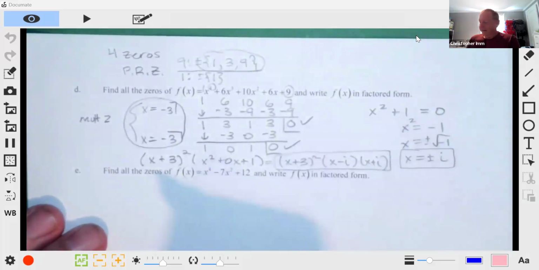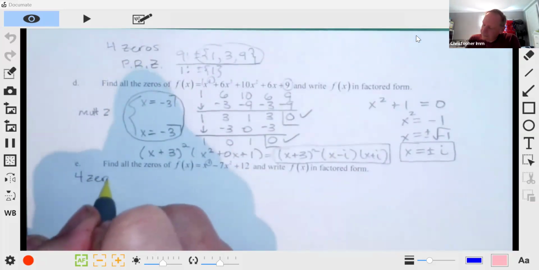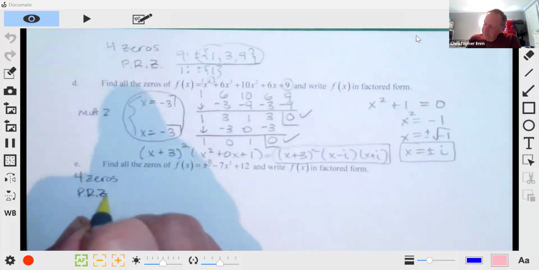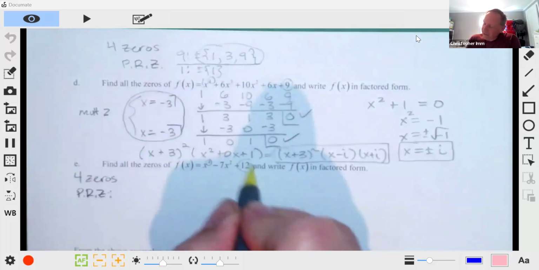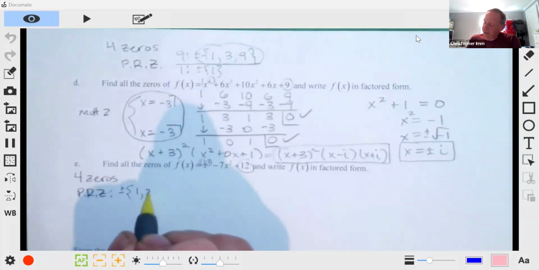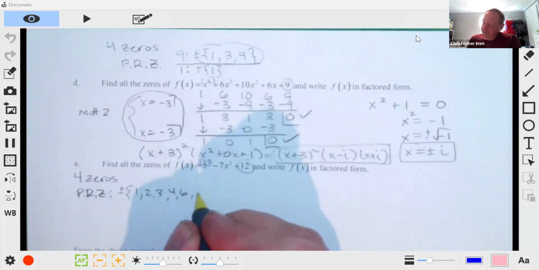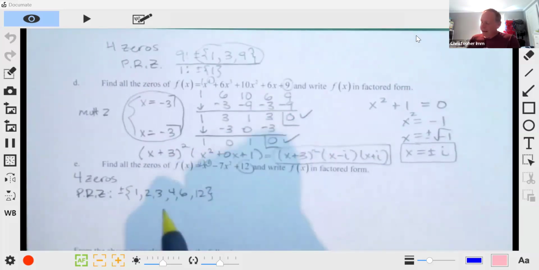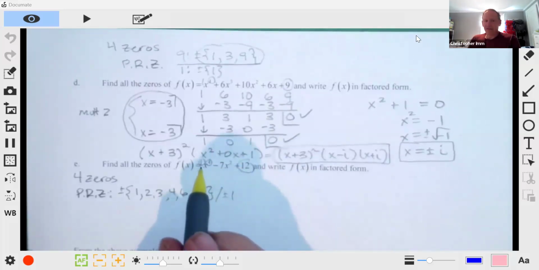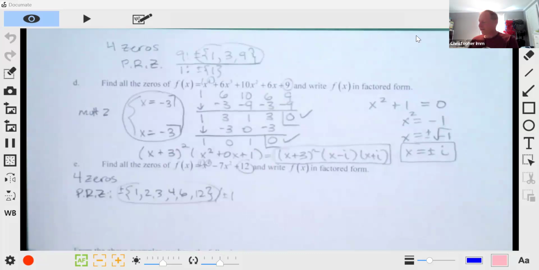Okay. Let's look at our last one. Again, we're looking for 4 zeros here. And in this case, our possible rational zeros are going to be the factors of 12 over the factors of 1. So plus or minus, 12 has quite a few factors. 1, 2, 3, 4, 6, 12. Okay. I guess not as many as I thought. And then when we divide those by plus or minus 1 for the leading coefficient, these are the 12 possibilities that we get.